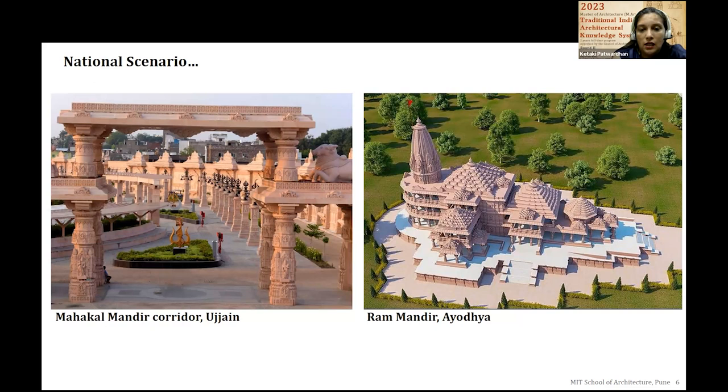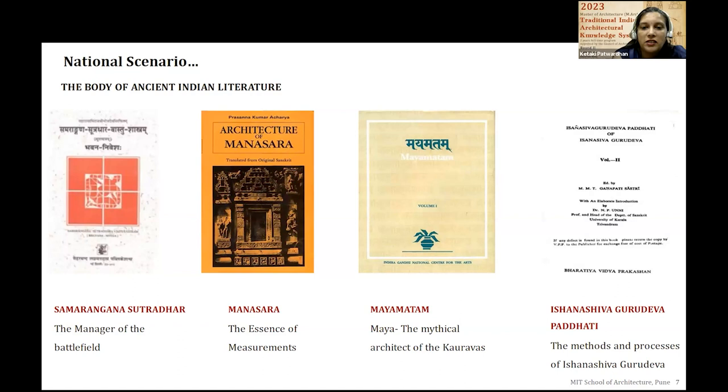And we as architects must be making architects ready to be able to authentically design these temples and temple complexes. And how do we do this? We do this because we already have a certain set of texts and treatises with us. It is only for us now to bring them back to mainstream practice. We have texts like Samarangana Sutradhara, Manasara, Mayamatam, or Ishana Shiva Gurudeva Paddhati. All these texts are there, and at our department we are making an effort to read through the texts and try to create temple designs in our studios.